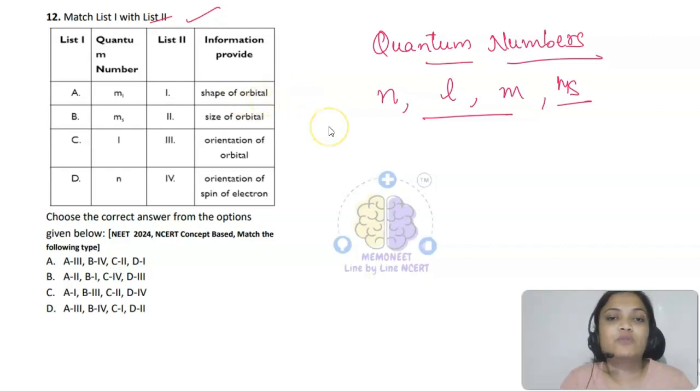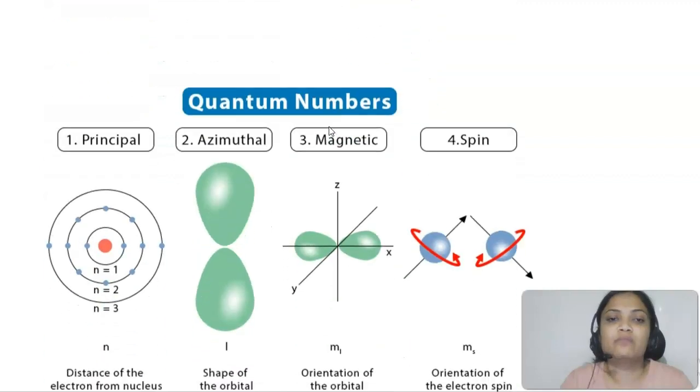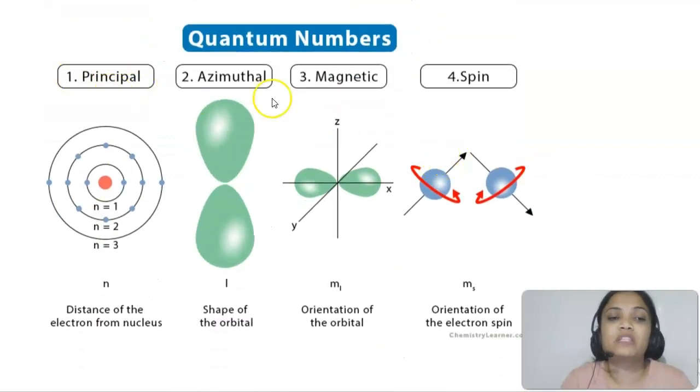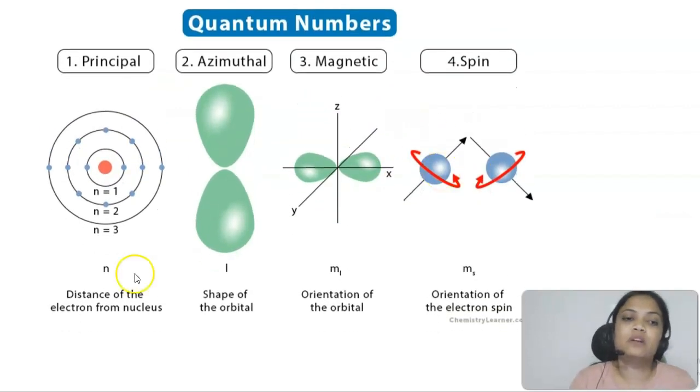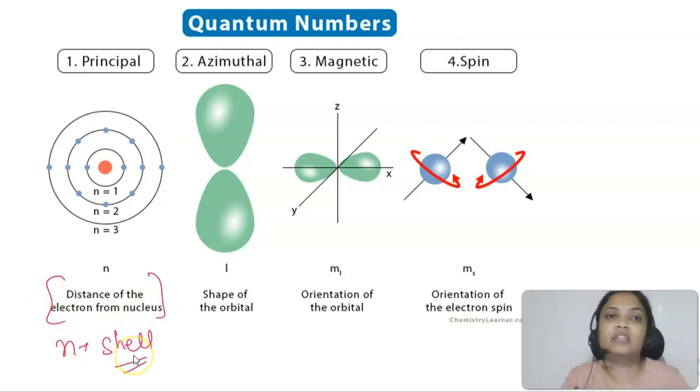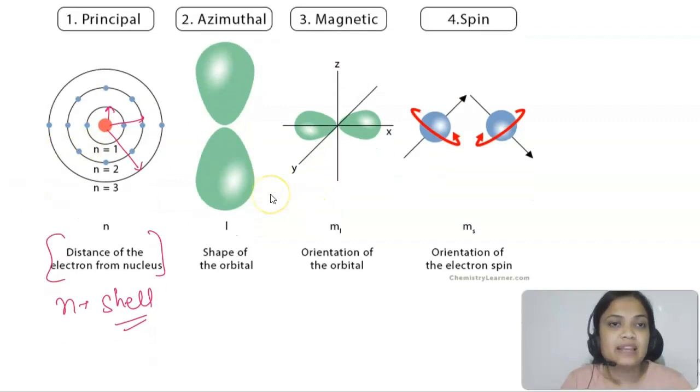So for that, we need to know a little bit in detail about the quantum numbers. Let's revise that. So first of all, we have the principal quantum number, which is denoted by n. This principal quantum number is actually telling us about the shell, that the electron is lying in which shell. So the information about the shell we get from the principal quantum number, and that shell means we get to know about the distance of the electron from the nucleus. Means for the first shell the distance will be less, for the second it will be more, for the third it will be further more than that.